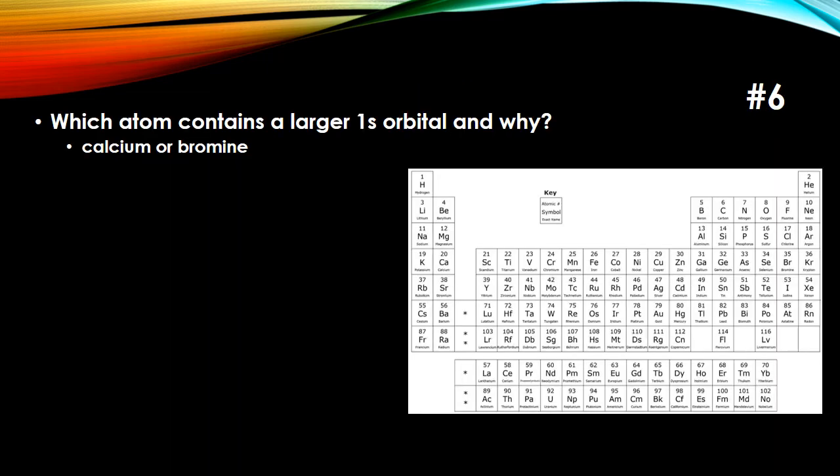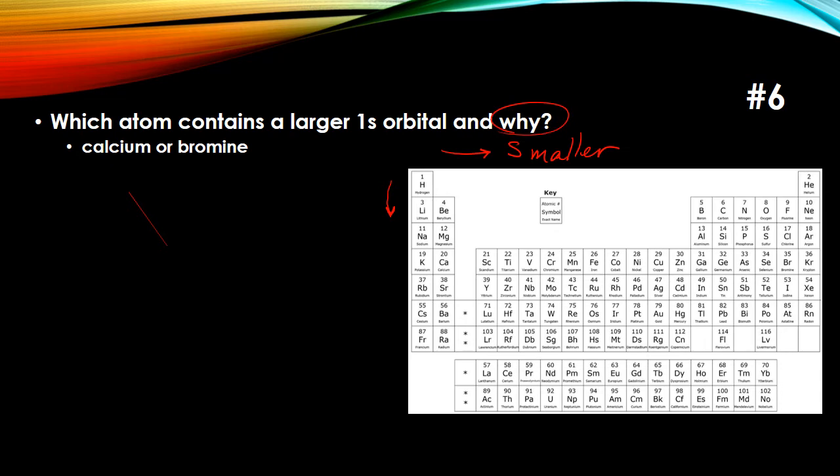Which atom contains a larger 1s orbital? Well, this question kind of is asking about which one has a bigger radius. And if you recall, as you go down the periodic table, the atoms get larger because you have more orbitals and more electrons and more protons, which makes perfect sense. But if you did watch the video, your mind should have been blown. As you go this way, the atoms get smaller. Yeah. And there was a reason they get smaller.